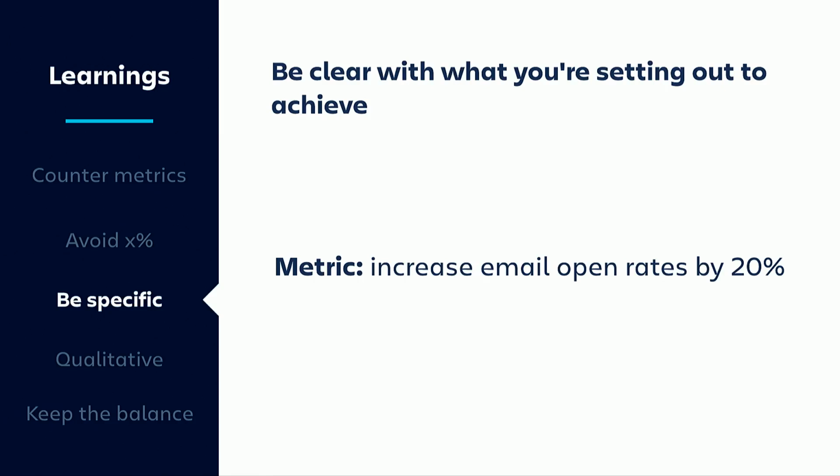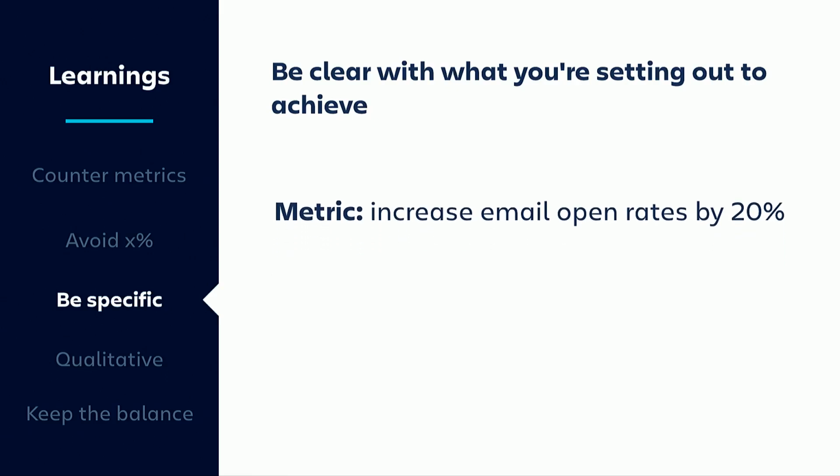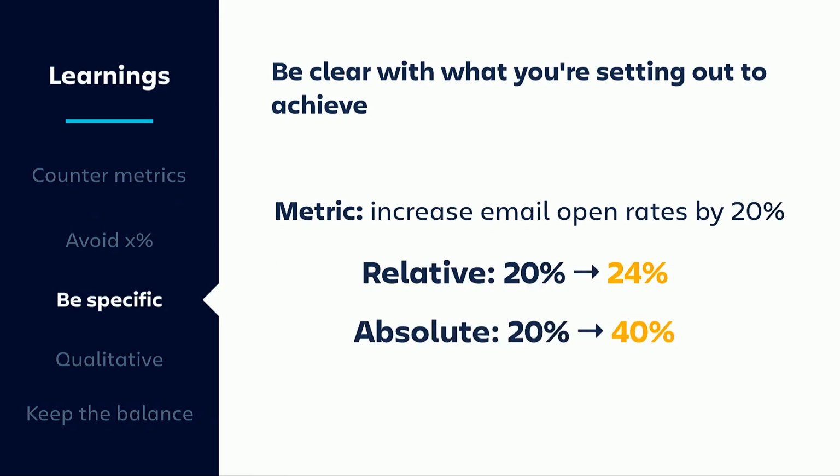A relative difference is a ratio and an absolute difference is an addition or subtraction. So for example, if our open rates today are 20% and we want to increase it by a further 20%, this could mean either going from 20 to 24% in relative terms or going from 20 to 40% in absolute terms. If I was thinking that we were trying to get to 40% and the rest of the team were thinking that we were trying to get to 24%, that'd be a huge difference to be misaligned on. So make sure that you're being specific.